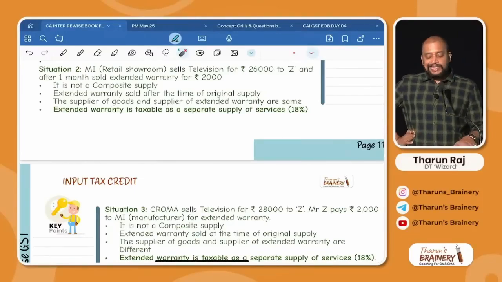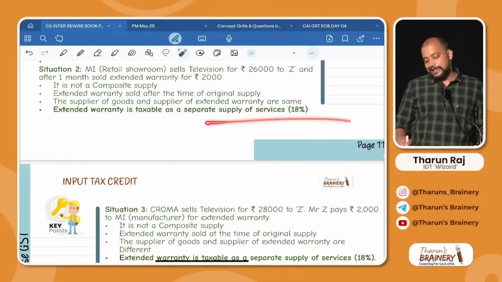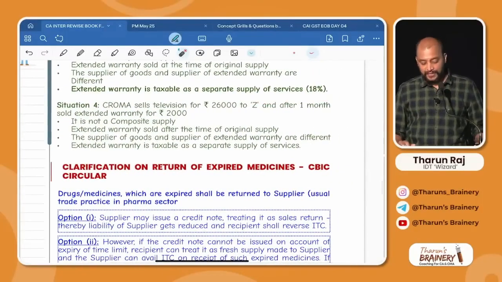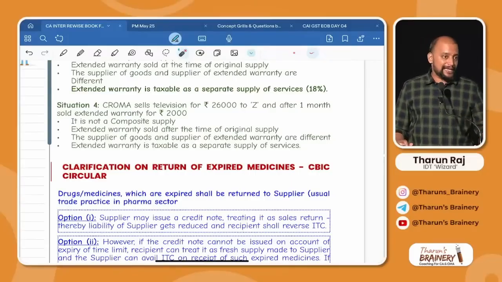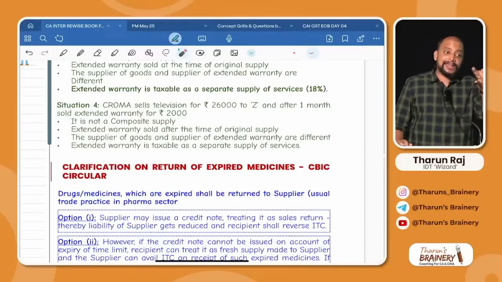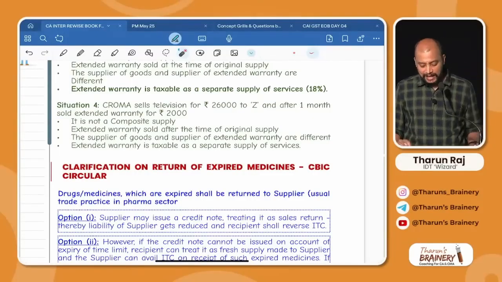Correct? In all 3 situations, the answer is same. What is that? Separate supply taxable at 18%. Is it clear? Next, because it may be same supplier or different supplier, same supplier, different time, or different supplier, same time, or different supplier, different time, the answer is same.